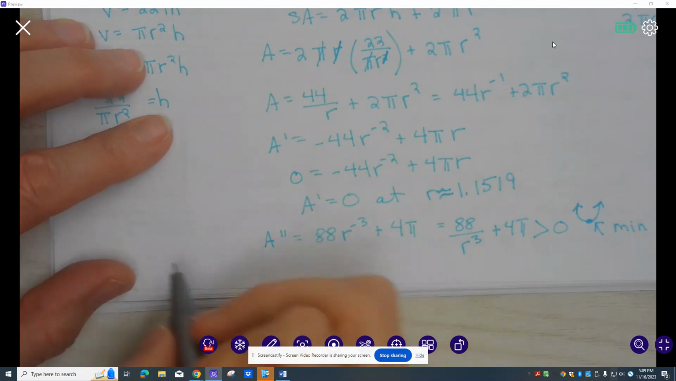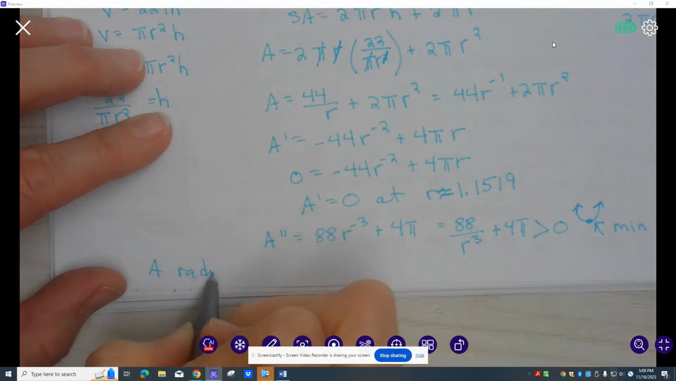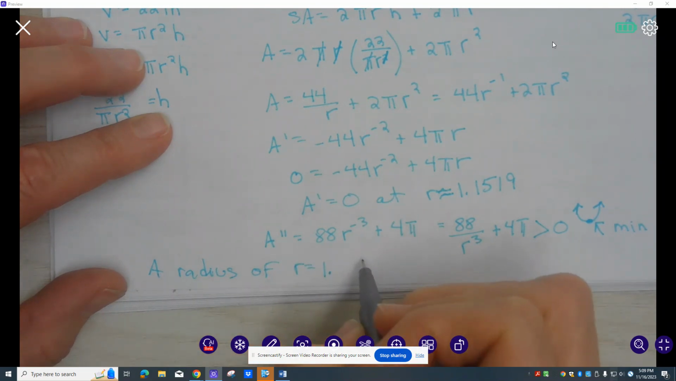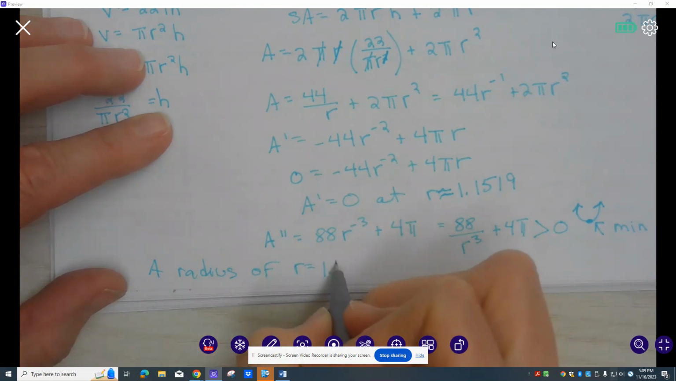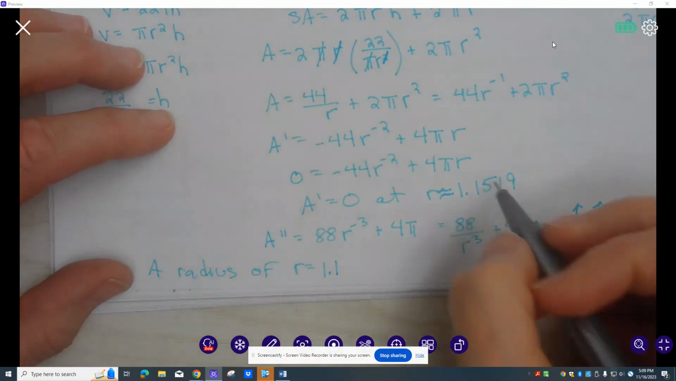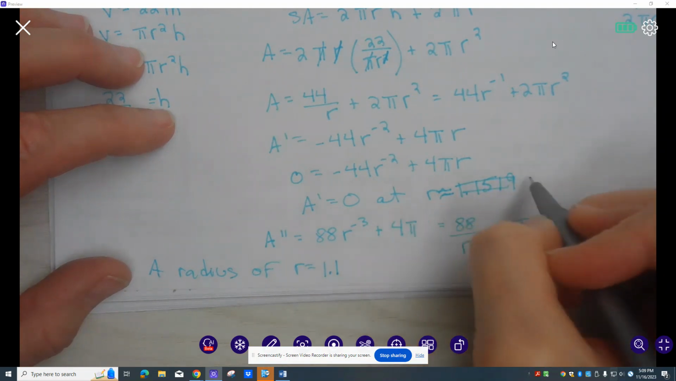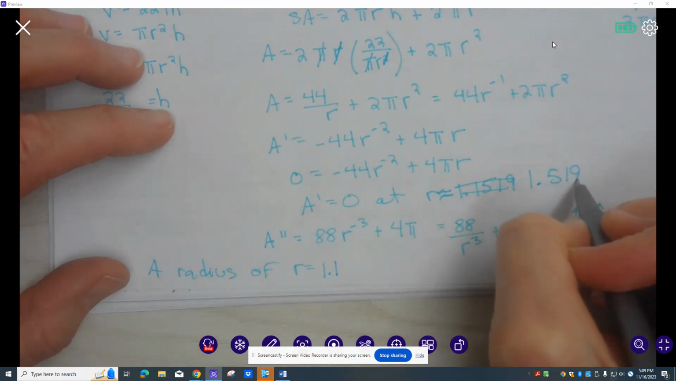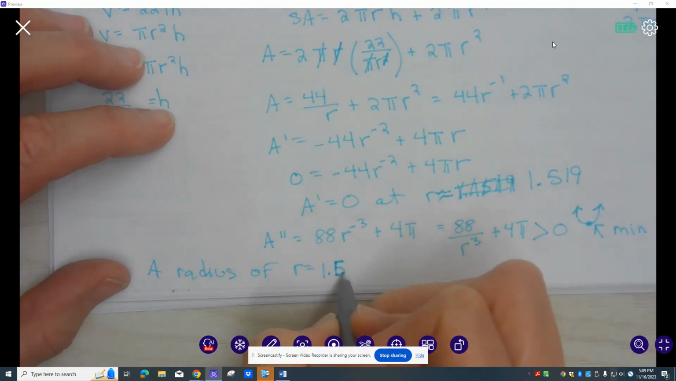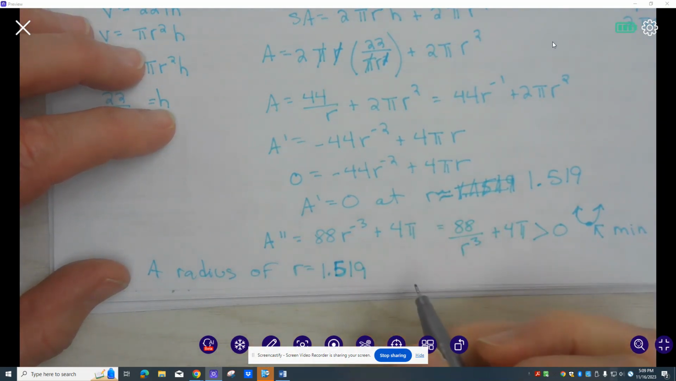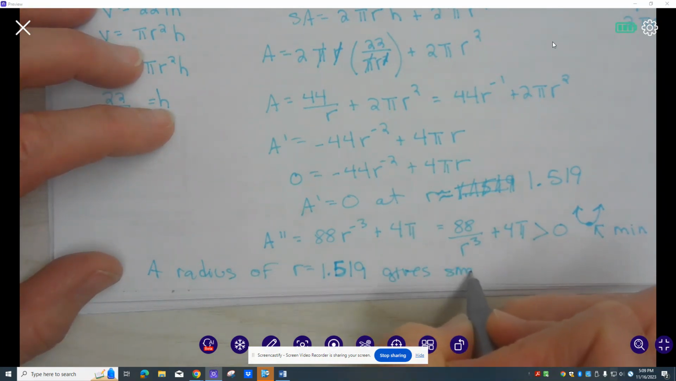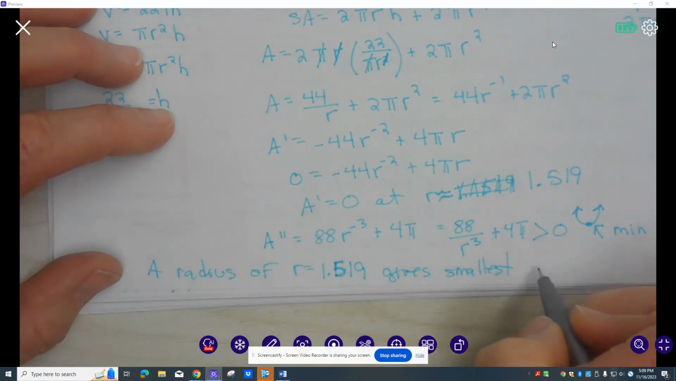So a radius of r equals 1 point, what was it? Oh, I don't think it's supposed to have a 1 in there. Sorry, this should just be 1.519. I copied that down wrong. So 1.519 gives the smallest surface area.